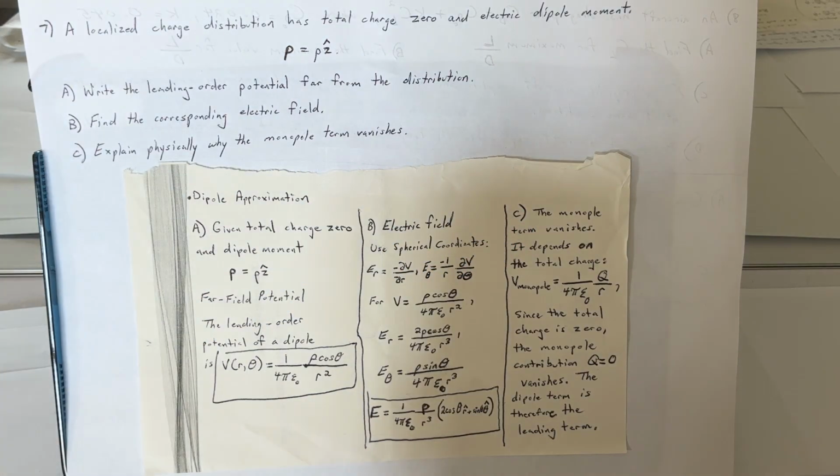So for C, the monopole term vanishes. It depends on the total charge. V sub monopole is 1 over 4 pi epsilon naught times Q over R. And since the total charge is 0, the monopole contribution, Q equals 0, vanishes. The dipole term is therefore the leading term. So that takes care of number 7.